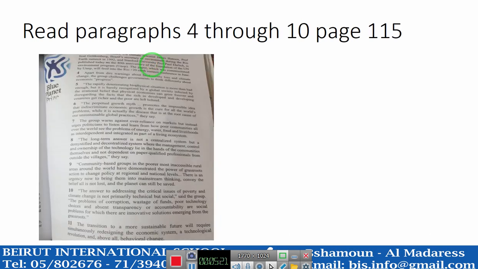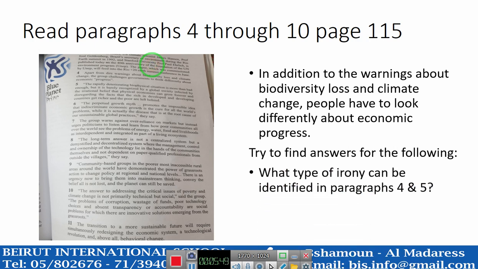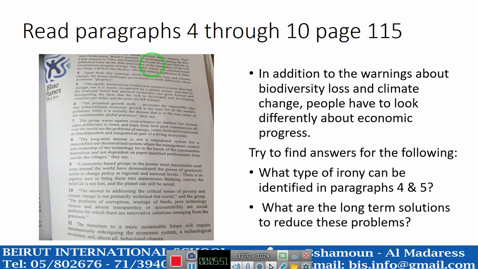In addition to the first three paragraphs, read paragraphs 4 through 10, page 115. These paragraphs shed light on the warnings about biodiversity loss and climate change. People have to look differently at economic progress. After reading these paragraphs, try to find answers for the following. What type of irony can be identified in paragraphs 4 and 5? What are the long-term solutions to reduce these problems?